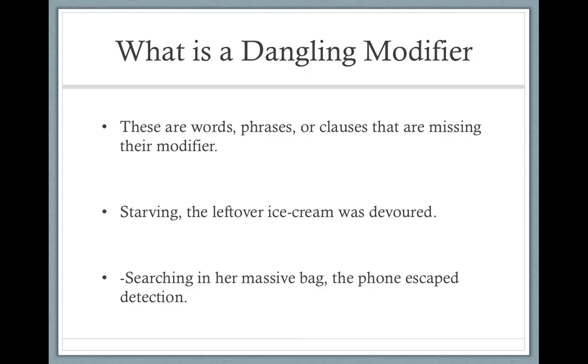Now the next sentence here: "Searching in her massive bag, the phone escaped detection." Searching in her massive bag is a participle phrase, and it's describing something or someone. Now in this case, it can't be the phone escaped detection. That doesn't make sense. The phone can't possibly be searching in her massive bag. So a dangling modifier, I may have incorrectly stated this at the beginning, is missing the word it modifies. So what exactly is searching in her massive bag modifying? It can't possibly be the phone escaping detection. So there's something that's missing here.